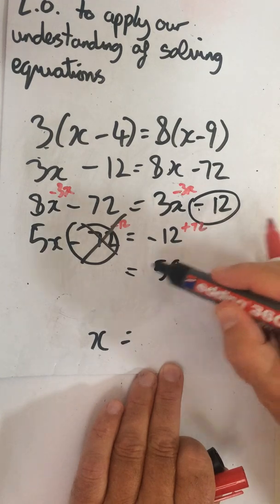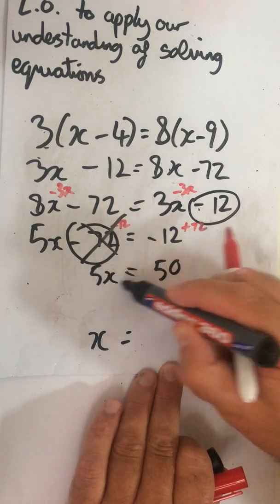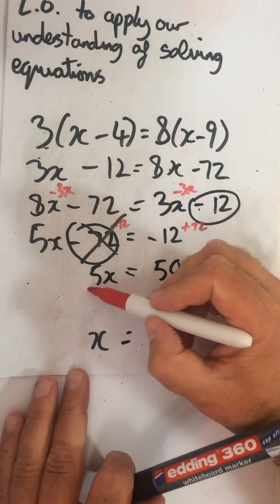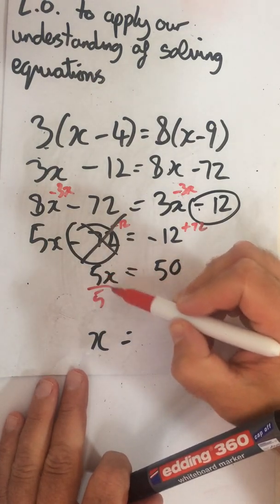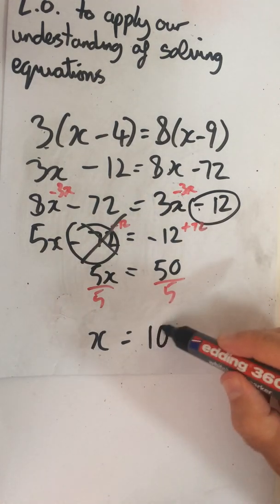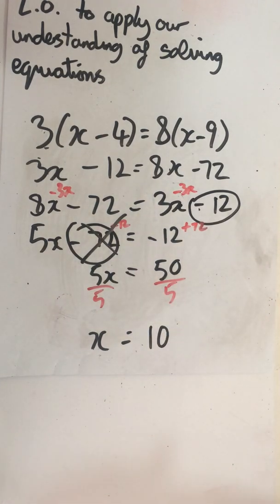So bring the 5x down. 5x equals 60. I need to divide 5x by 5 because it's 5 times x. Divide both of them by 5. x is 12.